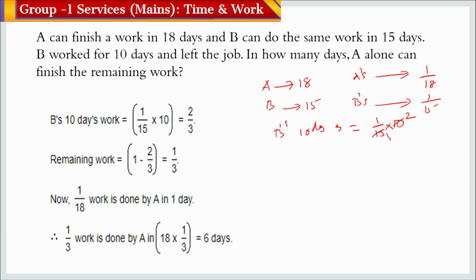5 2s are 10, 5 3s are 2/3. Means 2/3 of the work is completed. Total work is 1, means 1 minus 2 by 3, that is 1 by 3. 1/3 of the work remained.